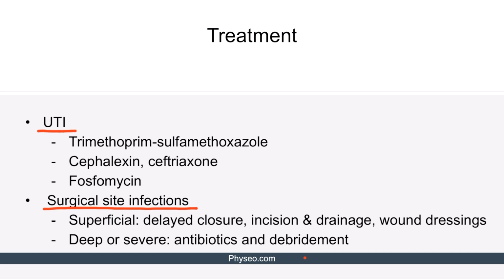Now, if the surgical site infection is deep or severe, or it's rapidly worsening, then you're not only going to do some incision and drainage and wound dressings and delayed closure, you're going to debride that and give them antibiotics. And that's pretty interesting because for a superficial, not super scary surgical site infection, you actually don't give antibiotics. But if it's deep and severe, you do.